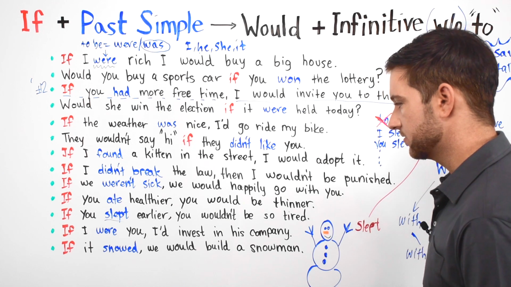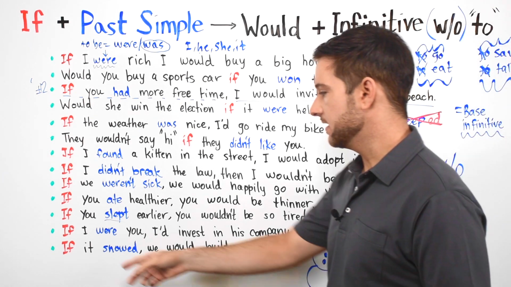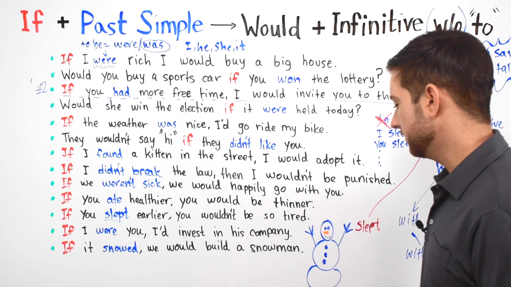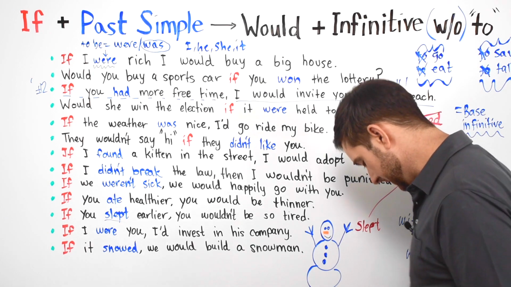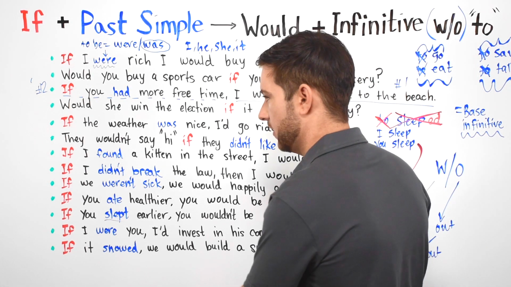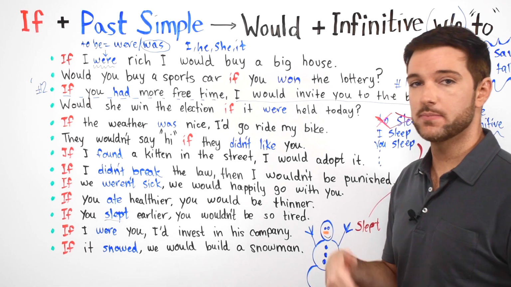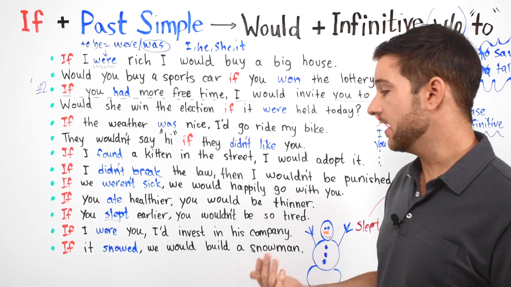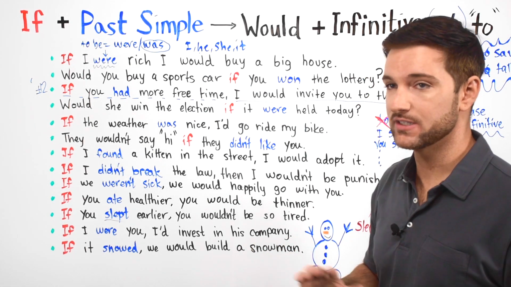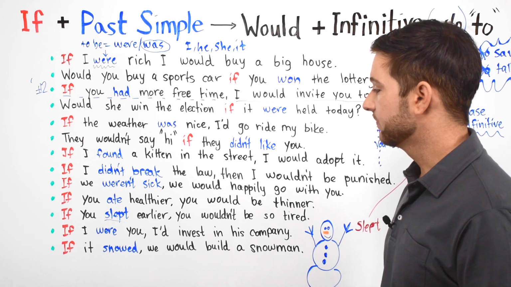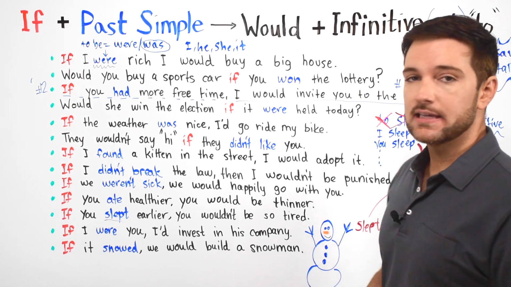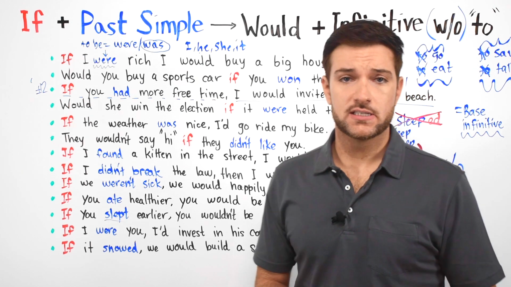That's a snowman, guys. So you're saying hypothetically, if it snowed, we would build a snowman. Okay, but is it snowing? No. Okay, we're talking about hypothetically, if it snowed, then we would build a snowman, but right now it's not snowing. Okay? All right, guys, I think that's going to be pretty much it for this lesson.